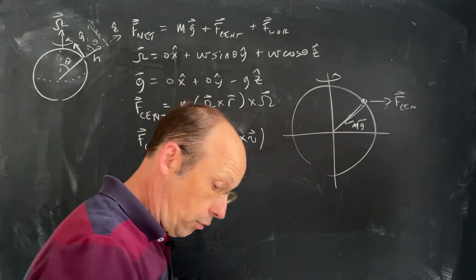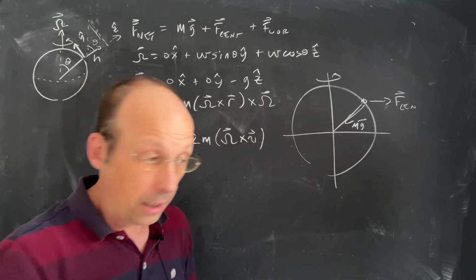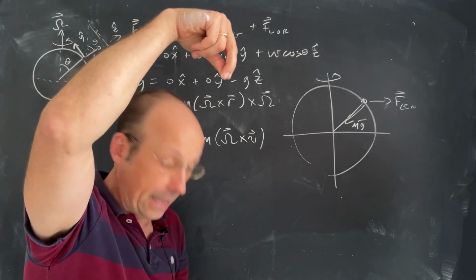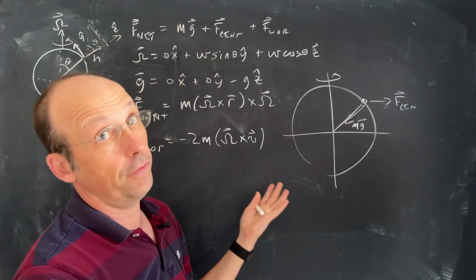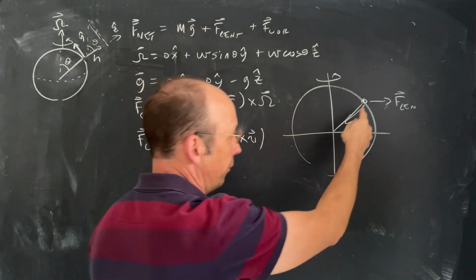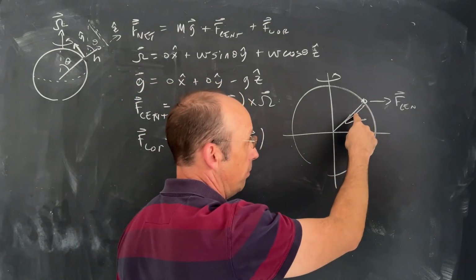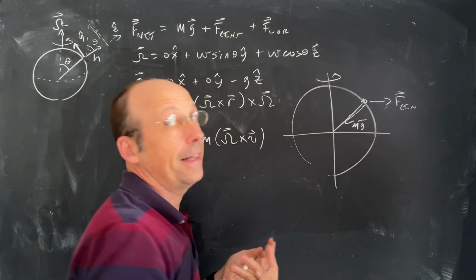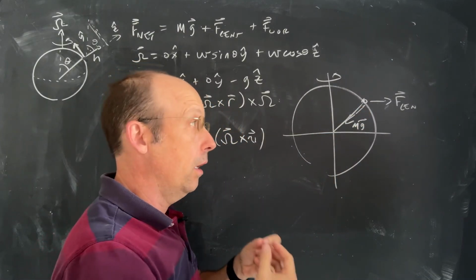Normally what I would do is take a string, hold it up, and let it hang down. That's the direction of down, and that's the direction of up. A plumb bob. However, the plumb bob is on the rotating Earth, so it actually shows the direction of mg plus that, so it tilts a little bit away. And that's how we define our up and down.